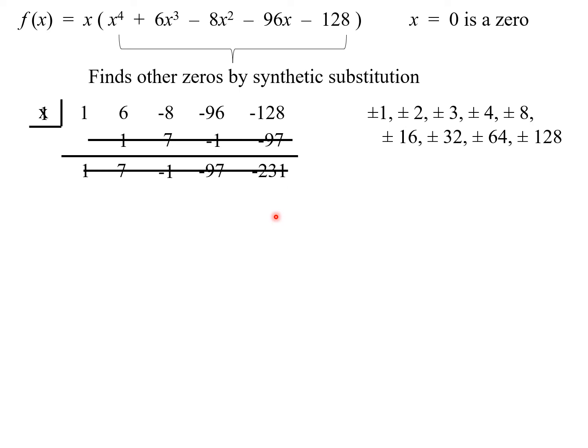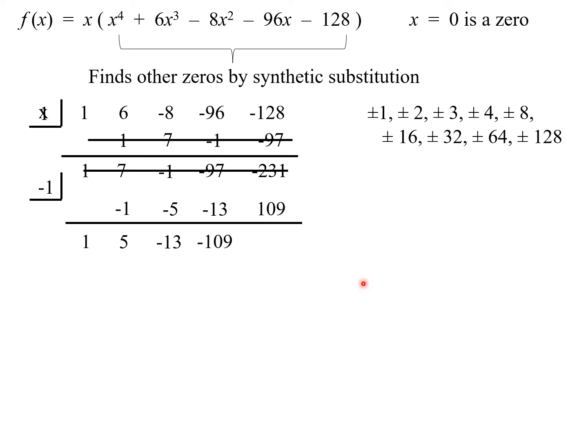So pick another one. I'm just going to pick negative 1 this time. And so going through the process here, negative 6 and negative 1 is 5, multiply to get negative 5, add to get negative 13, positive 13, add to get a negative 109, 109, kind of close, but nope, that one doesn't work either. Okay.